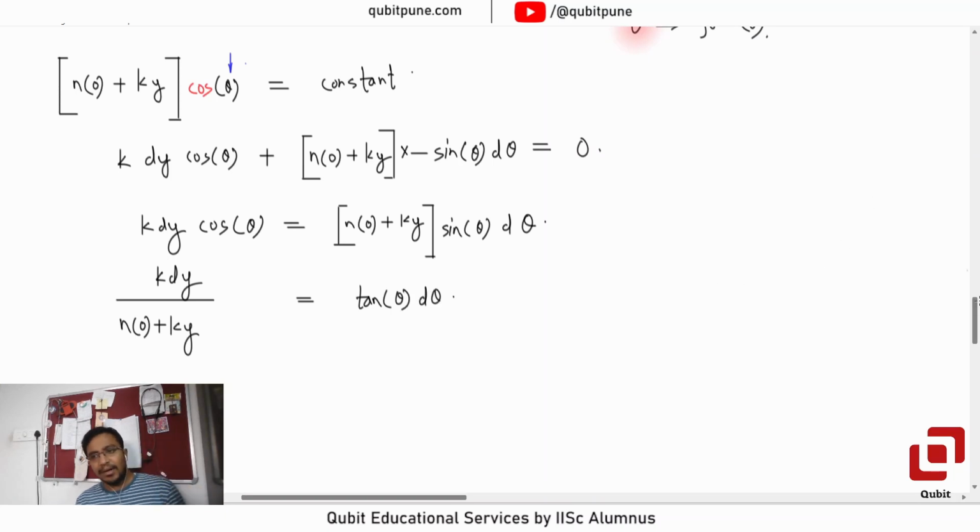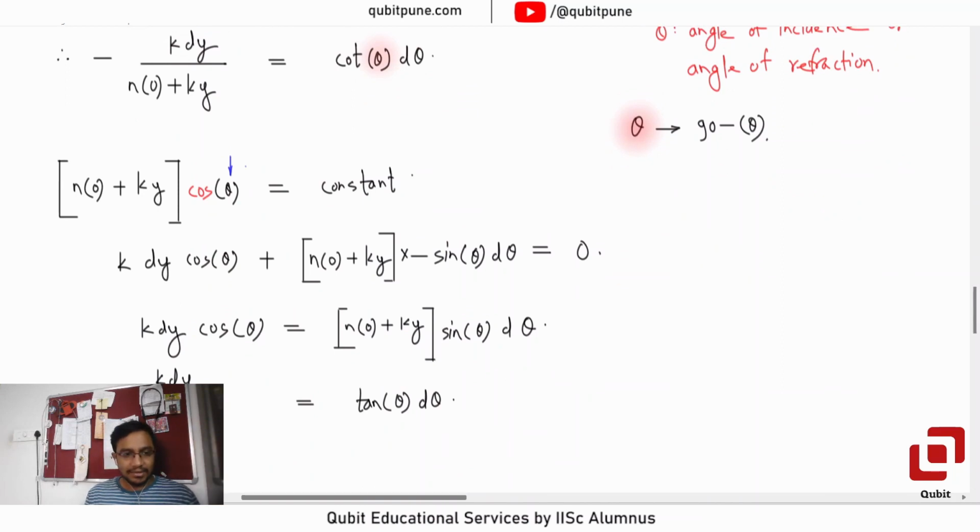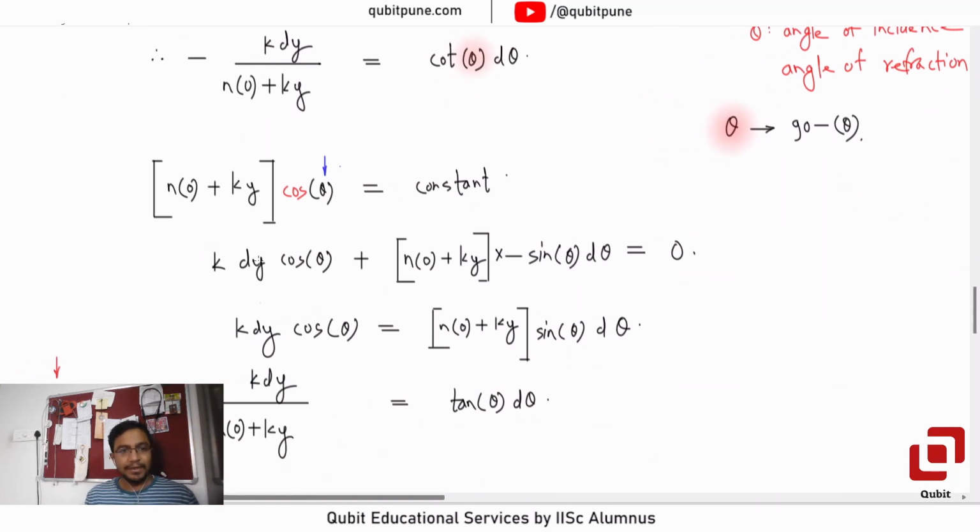Now let us compare the two expressions that we have obtained. Here we had the negative sign with cot, and in this case we don't have that negative sign here. There is no negative sign here, and there is tan theta here. Now look, are these two expressions equivalent? The answer is yes, they are equivalent.